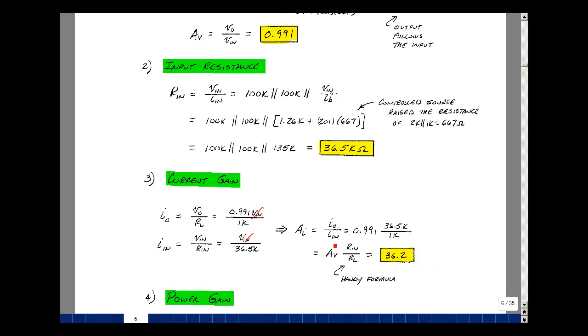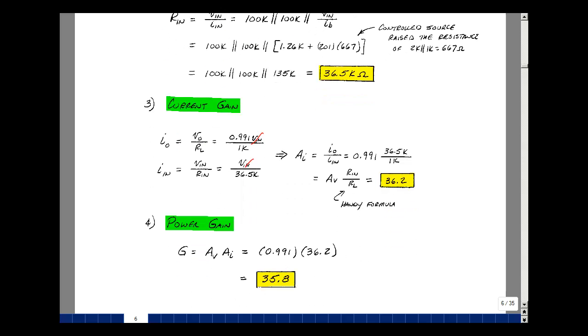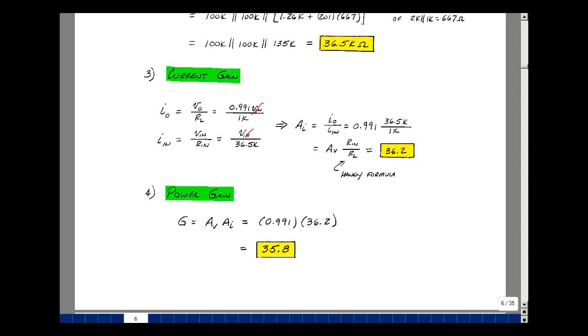It's a handy formula to remember for a quick calculation, but again, you can just go back and just do Ohm's law. Let's see what the power gain for this is. So we got no voltage gain, but we've got a current gain, and the overall power gain is about 35.8. And these are some examples of circuits that have controlled sources.